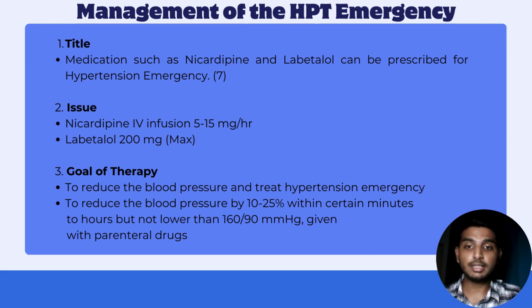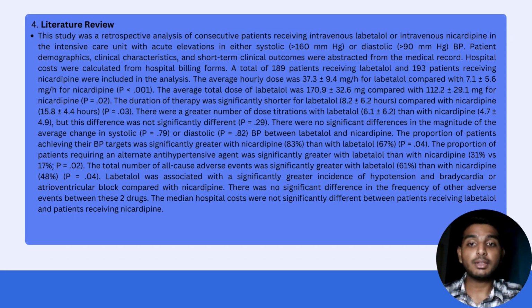The goal of therapy is to treat the hypertensive emergency and to reduce the blood pressure by 10 to 20% within minutes to hours, but not lower than 160 over 90, given with parenteral drugs. Based on the literature, which was a retrospective analysis of consecutive patients receiving intravenous labetalol or intravenous nicardipine in the intensive care unit with acute elevation in either systolic or diastolic blood pressure, the patient demographics, clinical characteristics and short-term clinical outcomes were abstracted from the medical record.